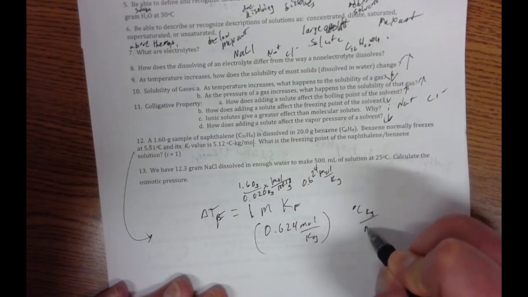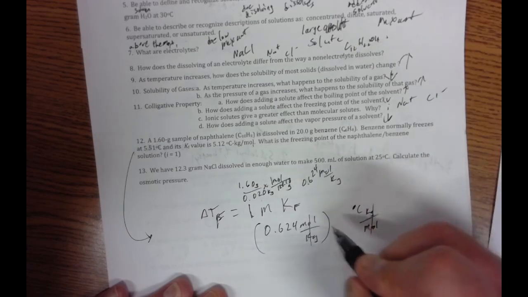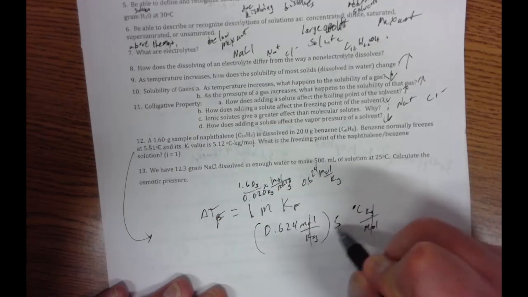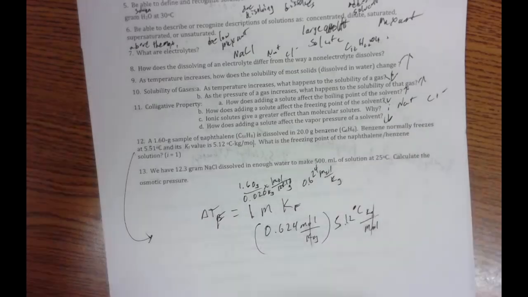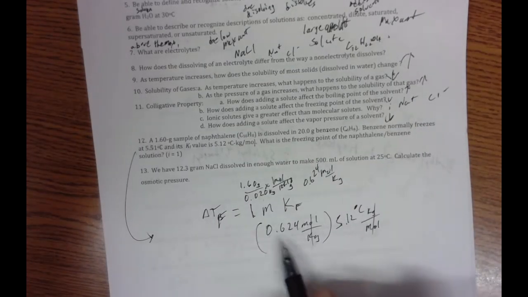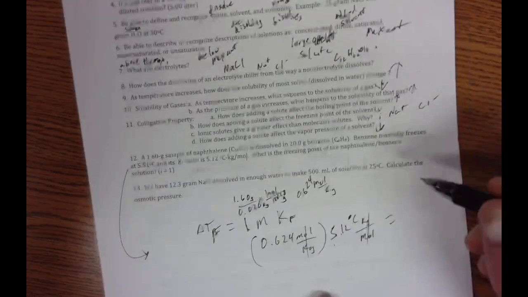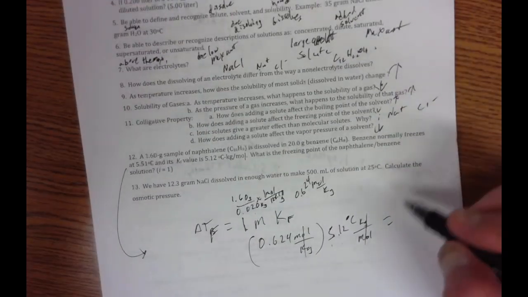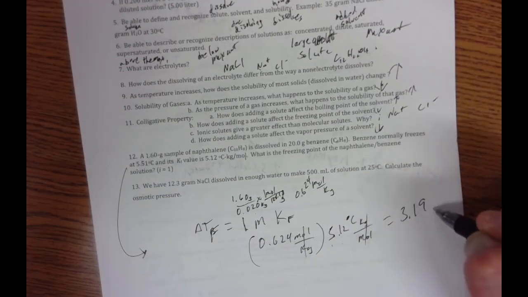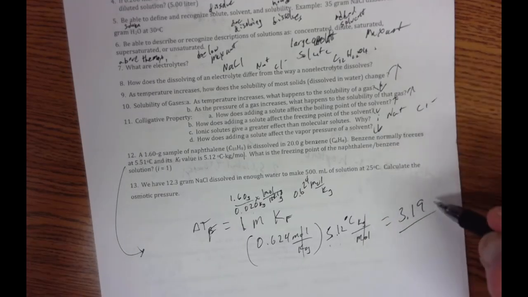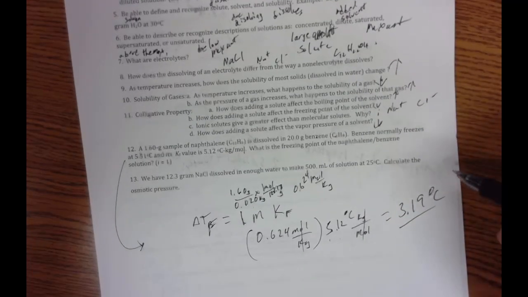And then if we take a look, the constant is in degrees Celsius kilogram per mole, so the units are going to cancel out, and it is 5.12. So 1 times 0.624 times 5.12 is approximately 3.1948. That's going to be the change in freezing point.